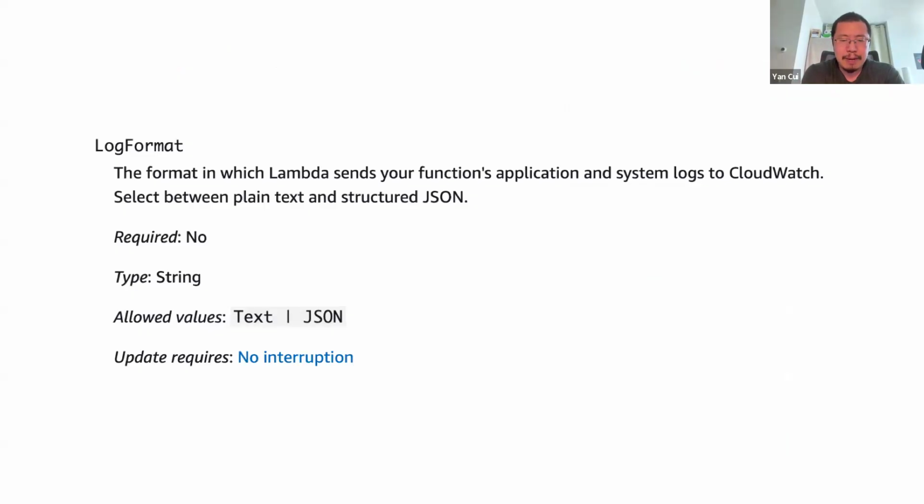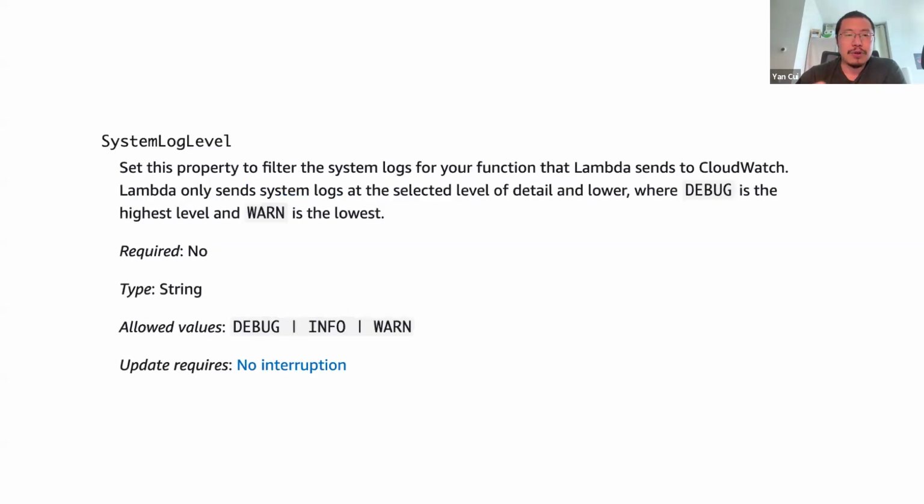So this by default is just going to treat everything you write to standard out or standard error as text. But if you change the log format to JSON, Lambda is also going to treat whatever message you're writing from your function to standard out and create a very simple structured JSON message around it. But then once you have this log format set to JSON, you can also change the system log level.